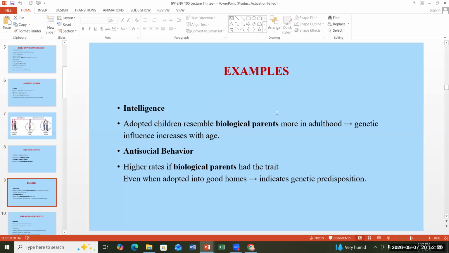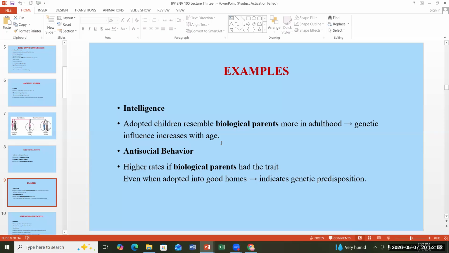An adopted child would resemble the biological parents because it is the effect of nature, right? More so in adulthood; genetic influence increases with age. If we track with the passage of time, we will observe that the child resembles the biological parents more. In the same way, antisocial behavior shows higher rates if biological parents had the trait.